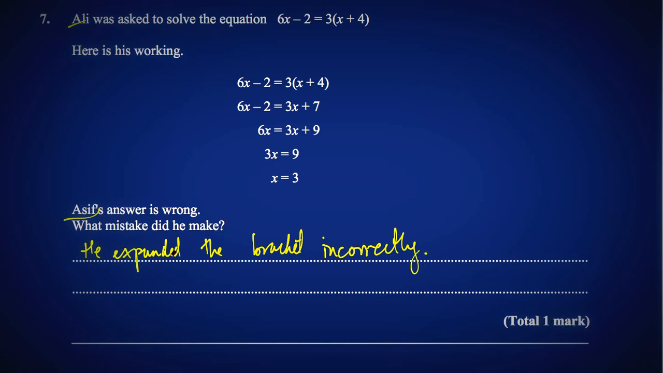It's only worth 1 mark, but I'm still going to give a full explanation of knowing what it should be to show that I know what it should be. Second line should read 6x minus 2 equals 3x plus 12. And then I've shown that I know how it should have been done and that I've spotted the mistake.